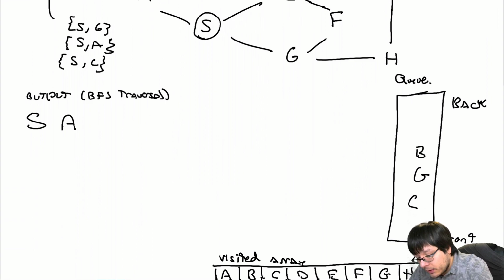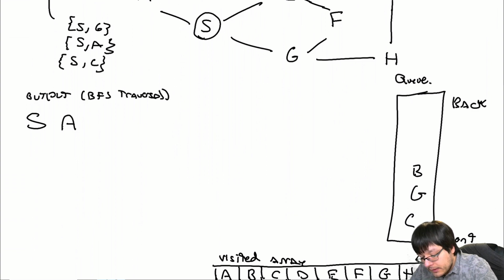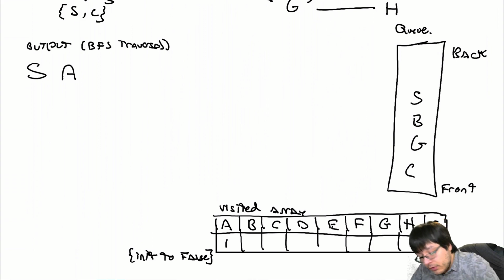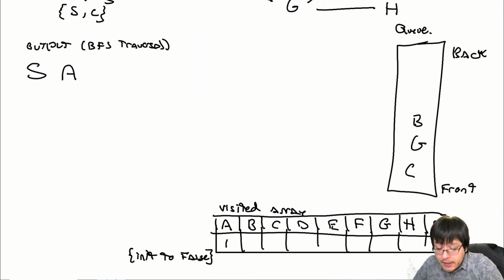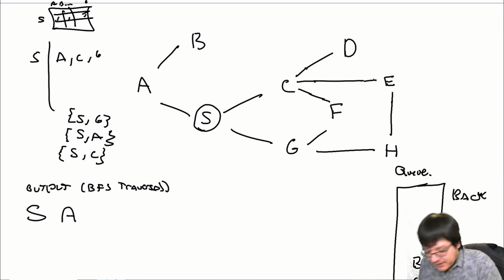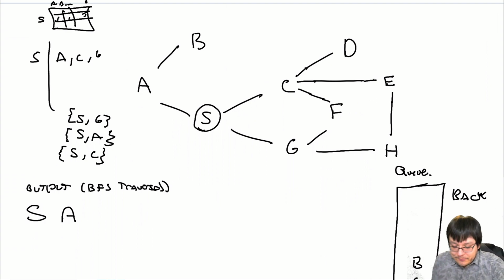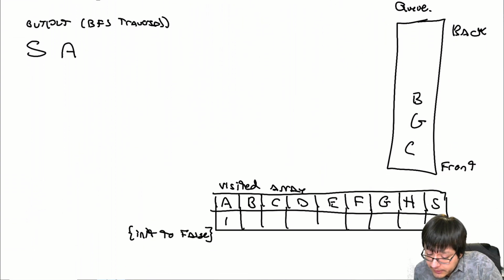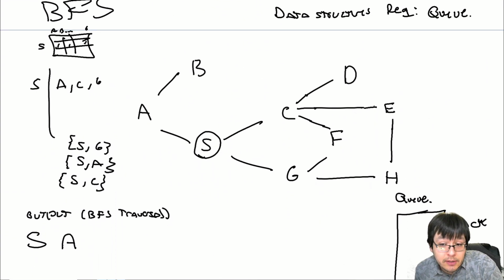Let me move this down so I don't run out of space. And then do you add S? You don't add S to the back of the queue because it's been marked as visited. And you don't add any nodes to the queue that have already been marked as visited. So we're good on that. Yay. This could have gone wrong really badly if I didn't catch that little issue. So that's it. We've added all the nodes to the queue that come out of A. We already marked A as visited. We are now officially done with A.